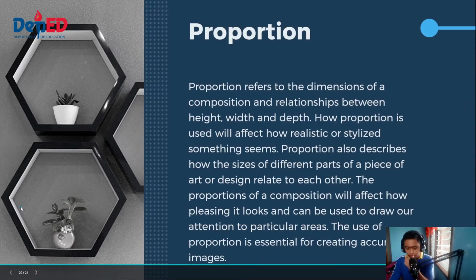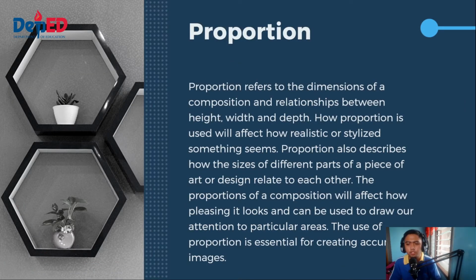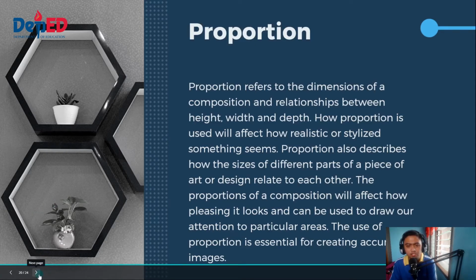Then proportion. When we talk about proportion, it refers to the dimension of a composition and the relationship between the height, width, and depth. Okay, it's very important to make realistic drawings or styles proportionate with each other. It is a bit difficult, especially if you don't use exact measurements. So here are some things to consider.